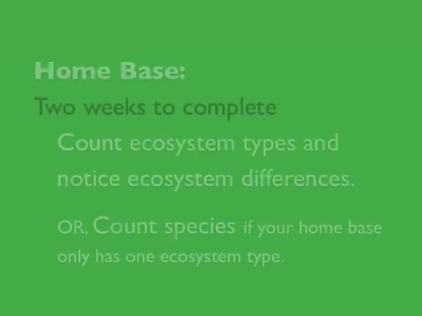Now, if your home base is completely homogeneous, which means there are no differences, the whole area is just exactly the same, then what I want you to do is count species. How many kinds of trees are there? How many kinds of grass are there? How many kinds of birds? How many kinds of insects? How many kinds of mammals? Count the things that you actually see rather than what you imagine will be there, and that will give you another sense of biodiversity.